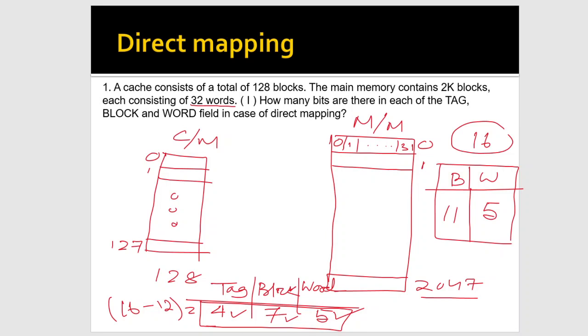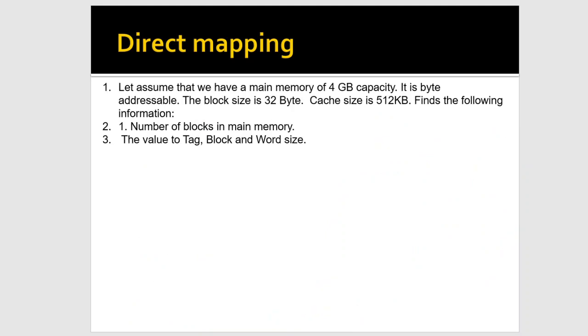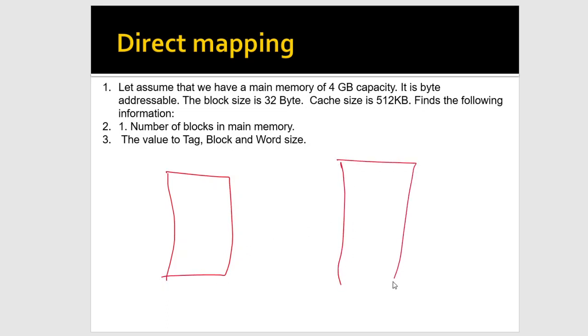Now come to another example. I have to also draw the diagram. First, let me draw the cache memory information. What is given? This is my cache memory, and this will be my main memory. Here the main memory size is 4 GB.